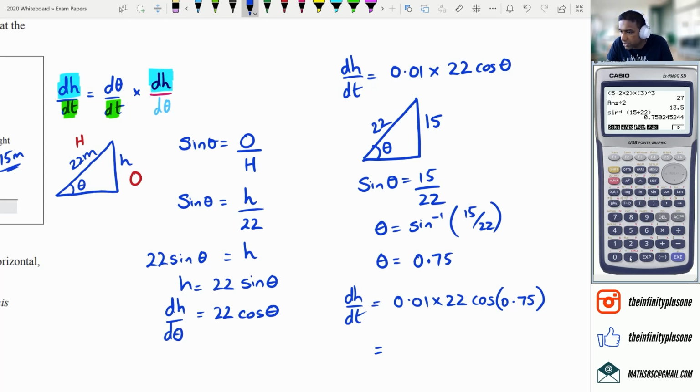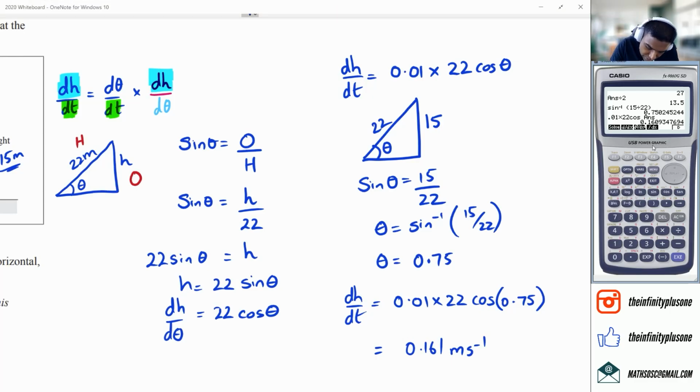So I've got 0.01 multiplied by 22 cos of answer. And that's giving me 0.16, well, if you want, 0.161 meters per second.